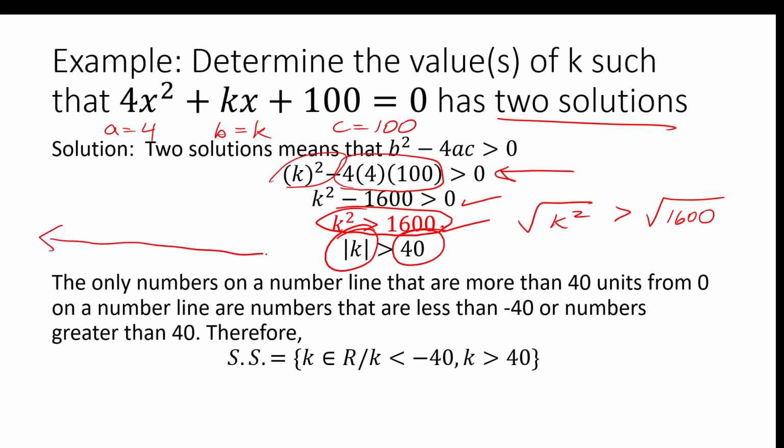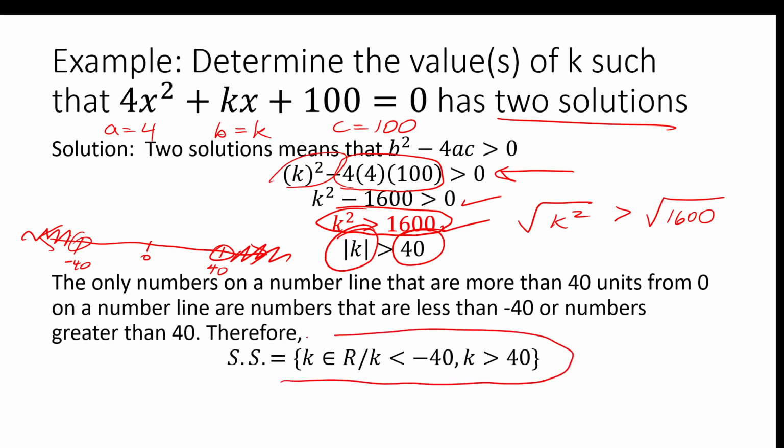Looking on a number line, we would see that if 0 was here, negative 40 was way out to the far left, and positive 40 was way out to the far right, we would be including values to the left of negative 40 and to the right of positive 40, but we wouldn't be including negative 40 or 40 themselves, and we'd be able to write our solution set.